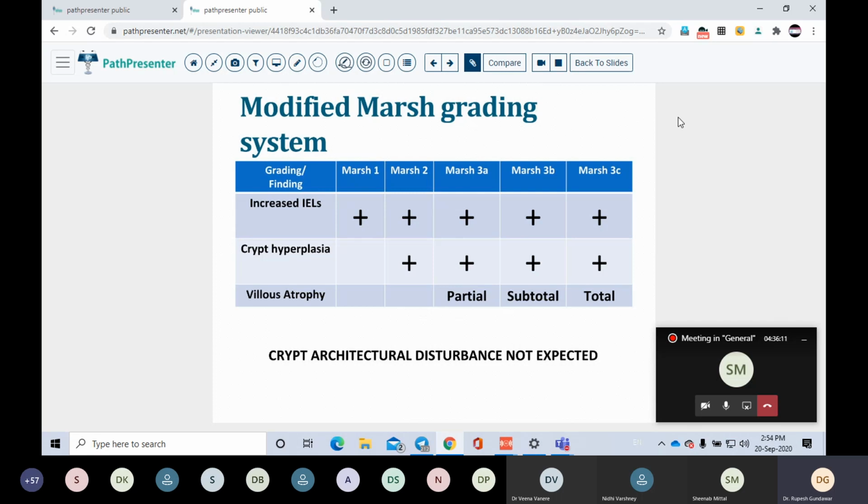But crypt hyperplasia or villus atrophy are expected findings, while crypt architectural disturbance is never expected in celiac disease. If you see crypt architectural disturbance, cryptitis and crypt abscess, other possibilities have to be thought of, like IBD or Crohn's disease.